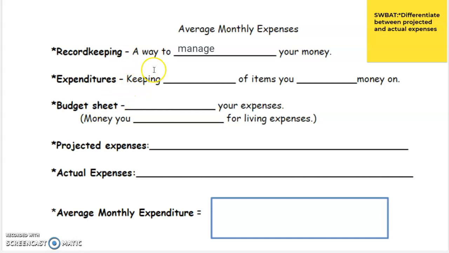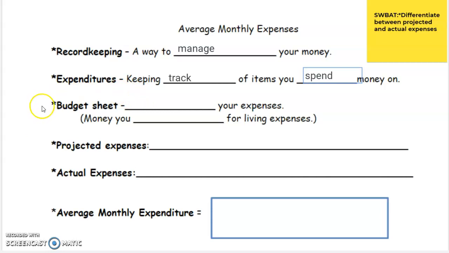Expenditures are just keeping track of items that you spend money on. This could be anything from your rent to your bills like your utilities, water, gas, electric, to going out to eat, that daily trip to Tim Hortons. Anything that you're spending money on can be tracked and should be tracked with budgeting.